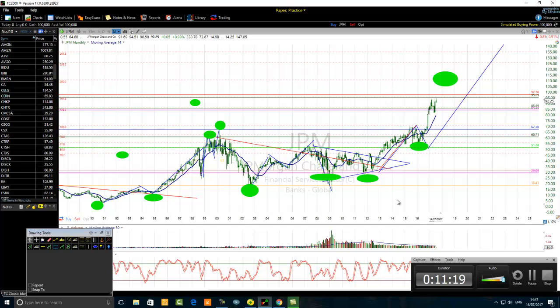So talking about the first wave of a lower degree, this is the first wave of a lower degree, second wave of a lower degree. We are now in the third wave of a lower degree, and at the same time we are in the third wave of a higher degree. How do you trade the third wave of the third wave like a pro?